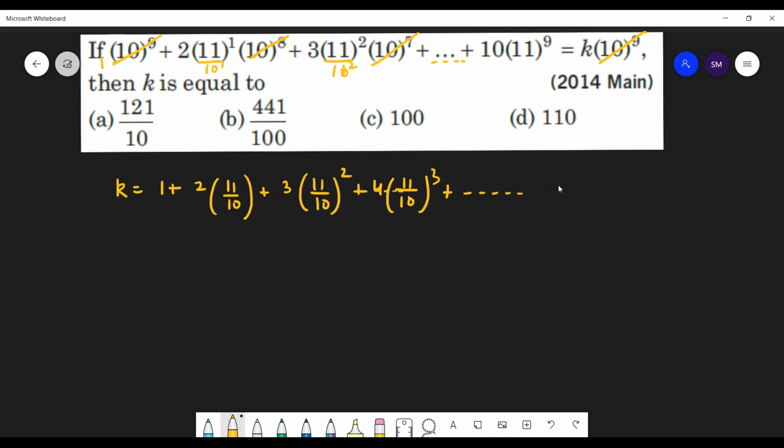And what do you get? How many terms are here? Tell me. You need to be very careful. Think of it in terms of 11 power 0 to 11 power 9. That is 10 terms in total, right?